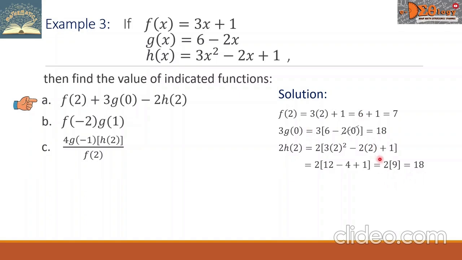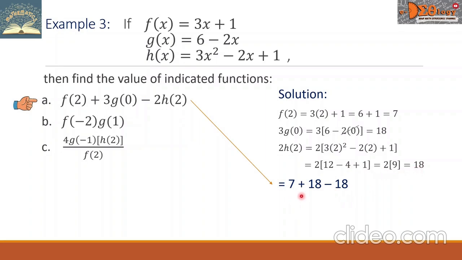We have now the values and we will substitute in here. So f of 2 is 7 plus 3 times g of 0, that is 18, minus 2 times h of 2 is 18.